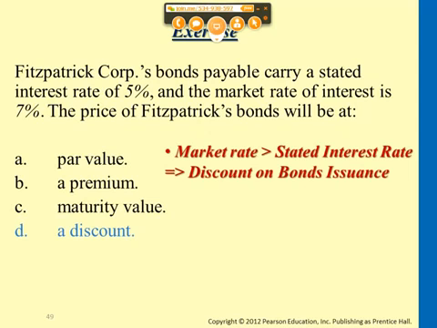Okay, market interest rate, if it's higher, that basically represents the creditor's expectation. They're expecting more from the company, the interest rate. The company is giving less, so basically it's a discount. Okay, if the case flips, if market interest rate is 5% and stated interest rate is 7%, then that means the company is offering a higher interest rate compared to what the market is anticipating. So in that case, it will be a premium. Okay, but this one here is a discount.